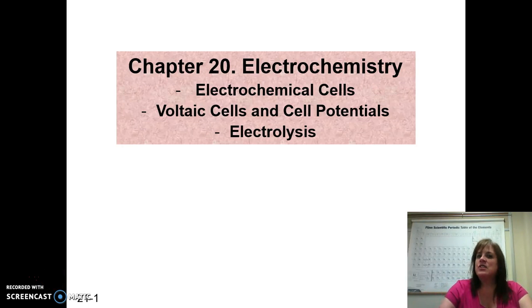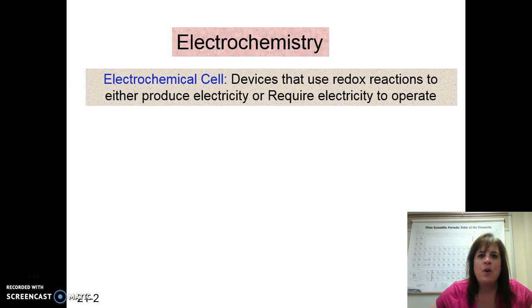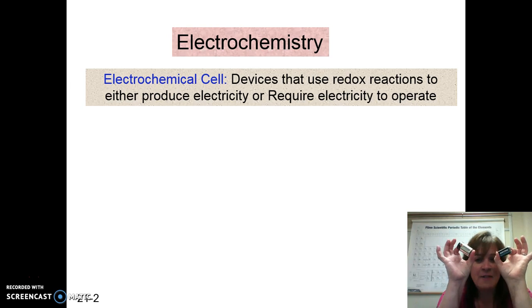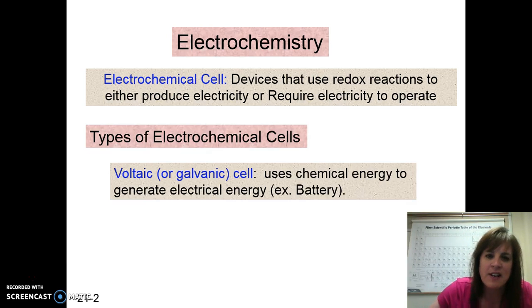In our video on Chapter 20, we're going to talk about electrochemistry and electrochemical cells. Now, what is an electrochemical cell? Well, it's a device that uses an oxidation reduction reaction either to produce electricity or requires electricity to operate. So like recharging a battery, you're using electricity to reverse that process. Or electroplating, but we'll talk about what that is later.